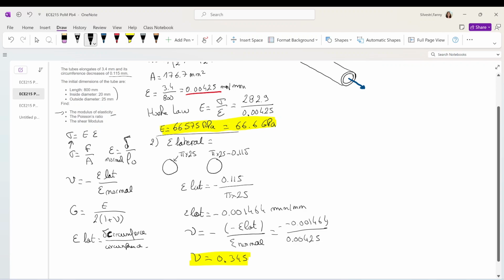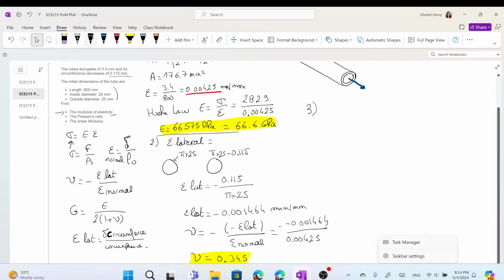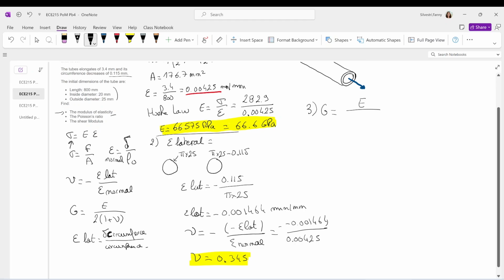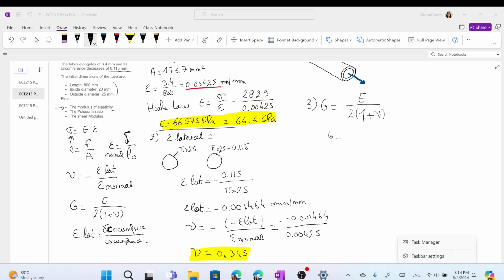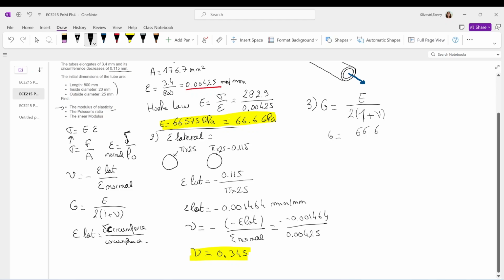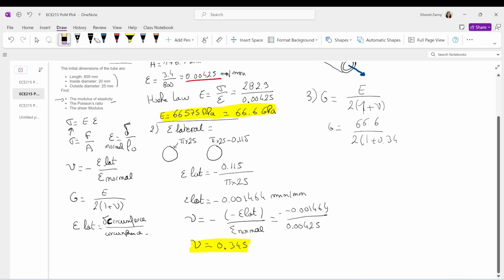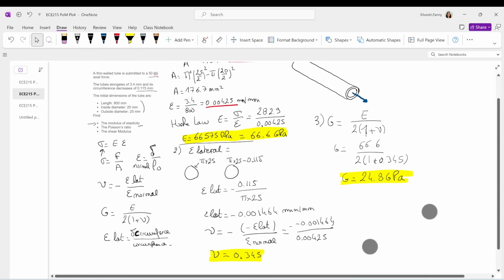And last step, we want to find the shear modulus G, so that's step number 3. For G, we have the formula to the left: the Young modulus divided by 2 times 1 plus nu. So G equals 66.6 divided by 2 times 1 plus 0.345. Your Poisson ratio is always positive, always. So we got G equal to 24.8 gigapascal. Here we go for the shear modulus.